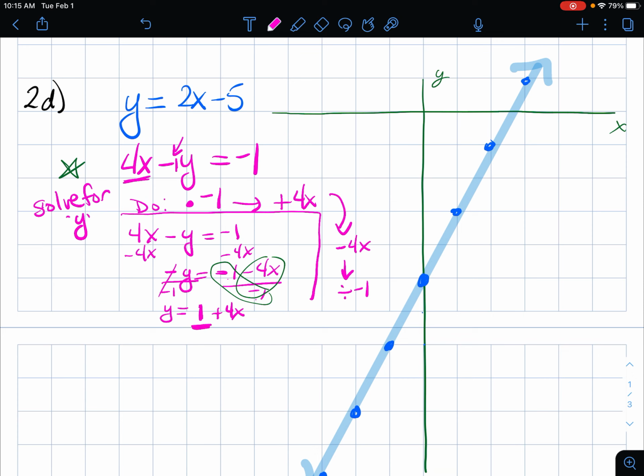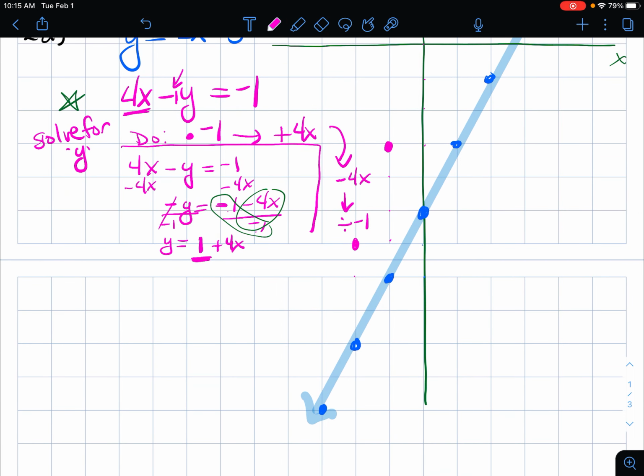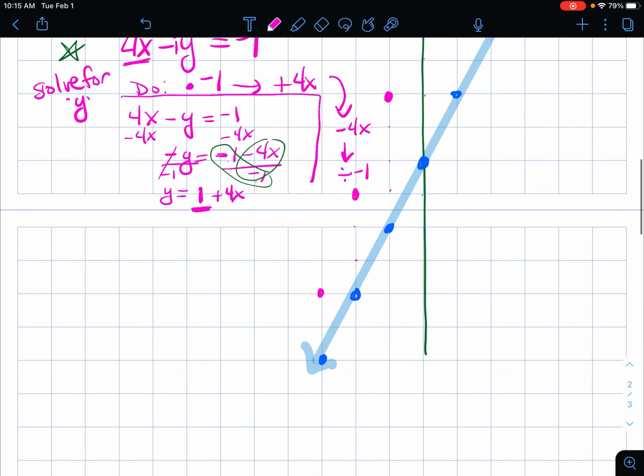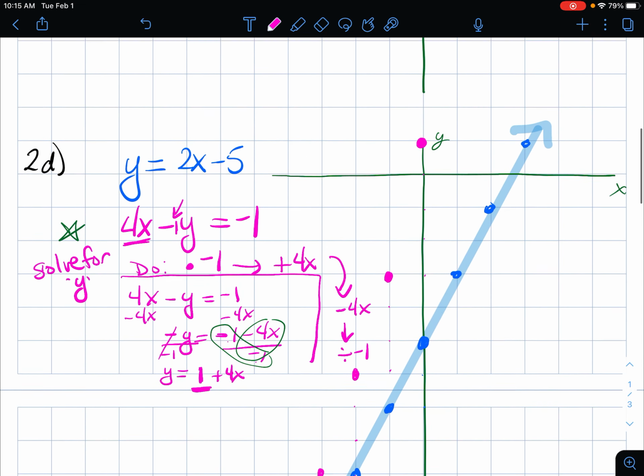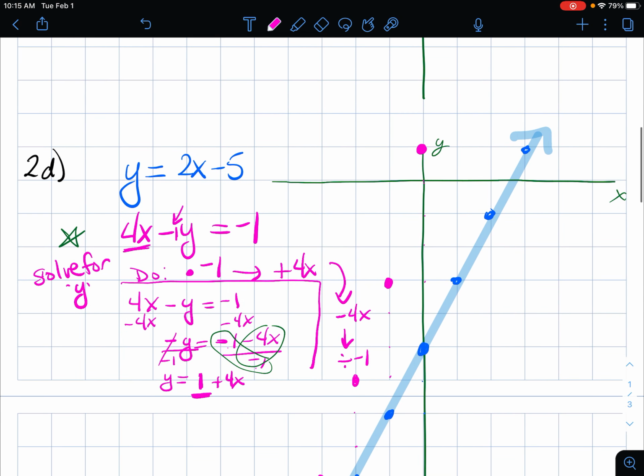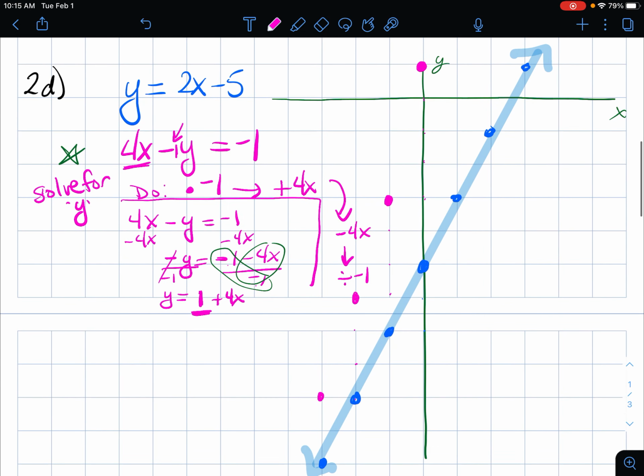So for the pink, I'm going to start at 1. And then I'm going to go up 4, right 1. I'm kind of out of space. So I'm going to go down 4, left 1. Down 4, left 1. And let's see. 1, 2, 3.